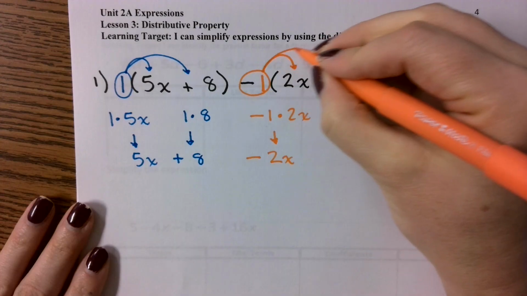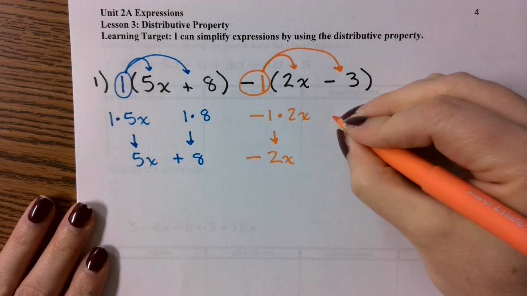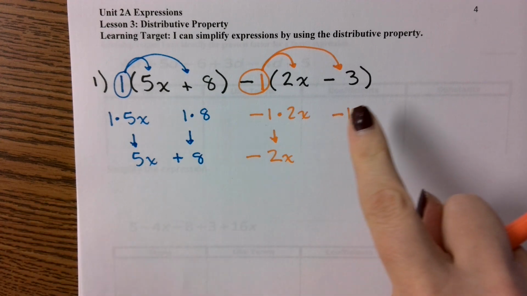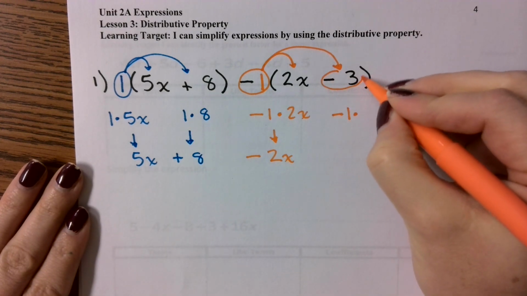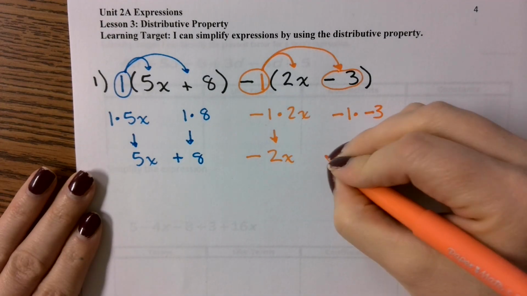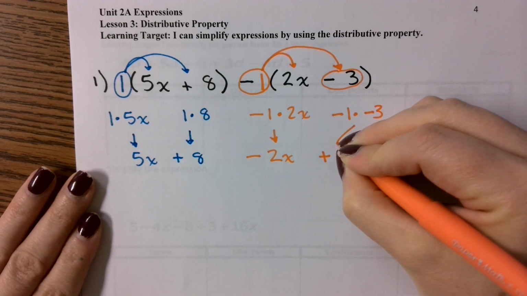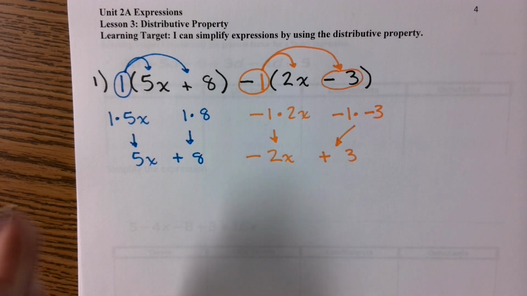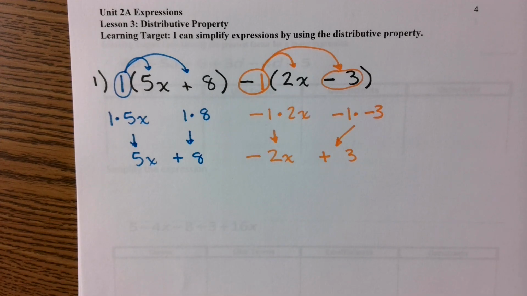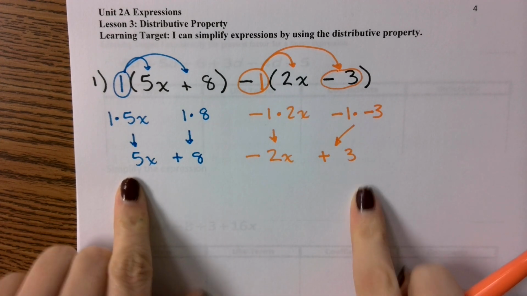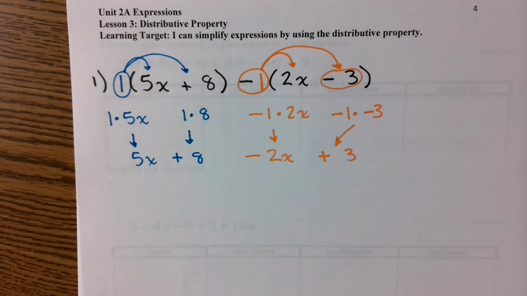And then same thing here. We're now going to multiply negative 1 times what? Negative 3. Good. Negative 1 times negative 3. So that negative 3 now becomes a positive 3. It now becomes a positive 3. So it changed. It made a change.